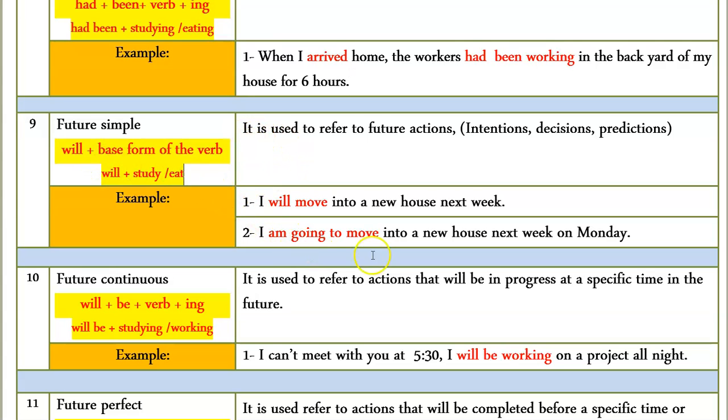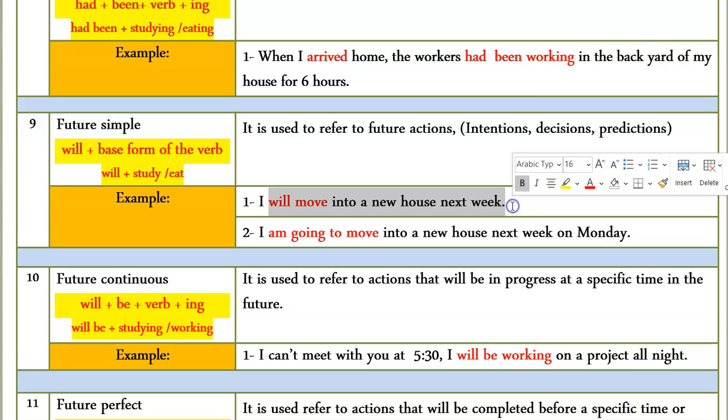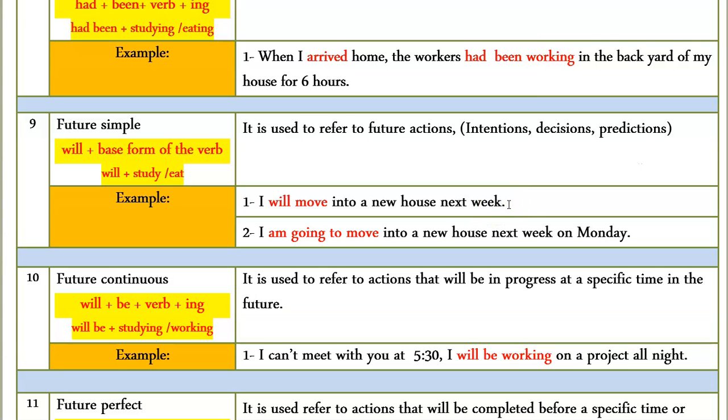Future simple, again, let me remind you of something. It's either will or be going to. Will move, it's an indefinite action. It could happen, it could not even happen. If I say I will move into a new house next week, maybe I will, maybe I will not. I might postpone, delay moving out another week or 2 weeks. It depends, like on the weather.